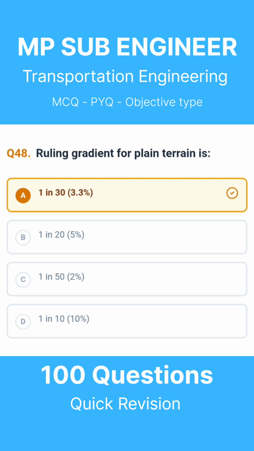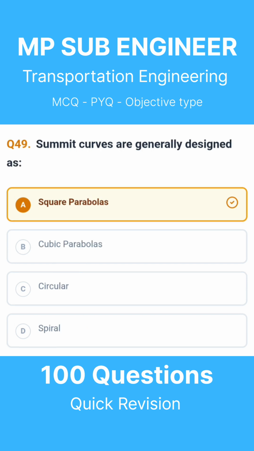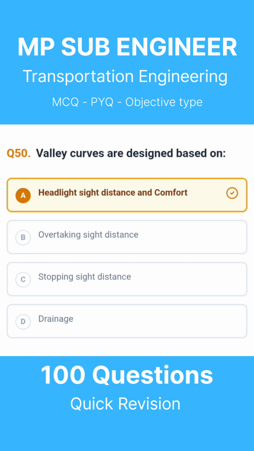Question 48. Ruling gradient for plain terrain is. The correct answer is 1 in 30, 3.3%. Question 49. Summit curves are generally designed as. The correct answer is square parabolas. Question 50. Valley curves are designed based on. The correct answer is headlight sight distance and comfort.